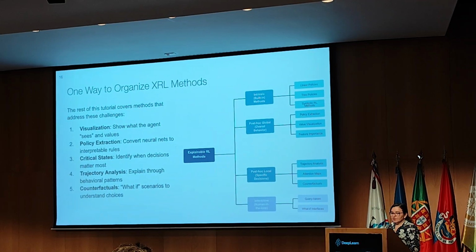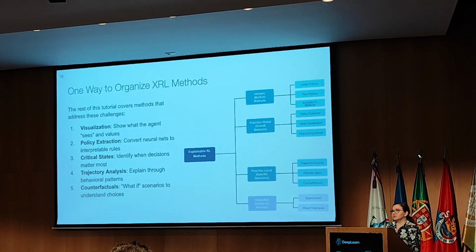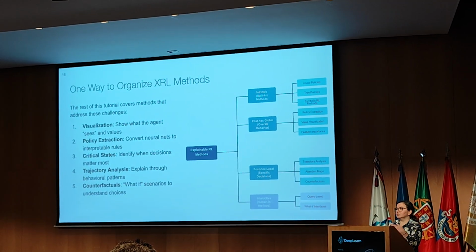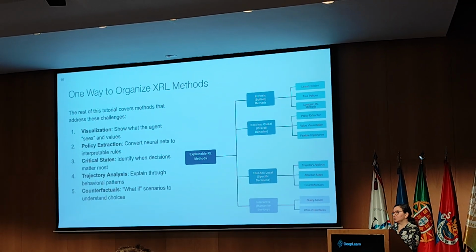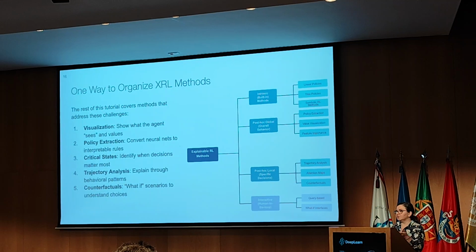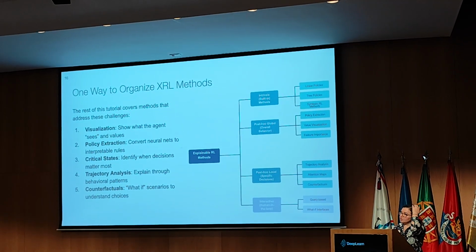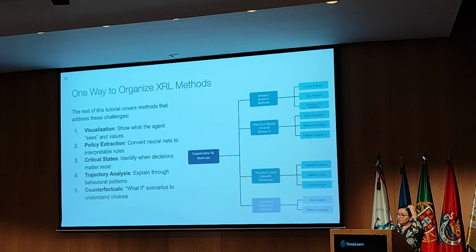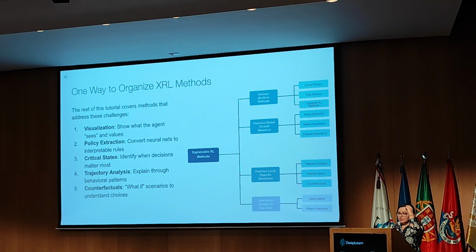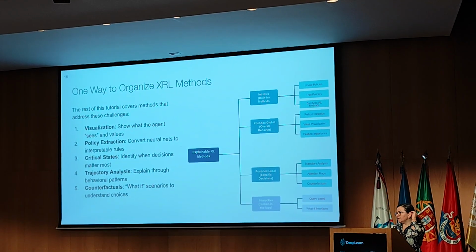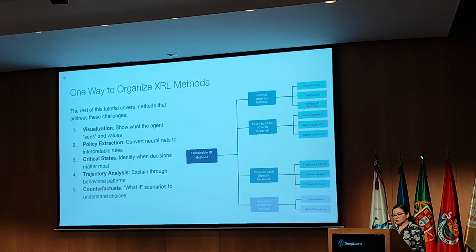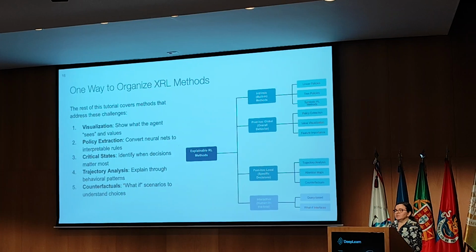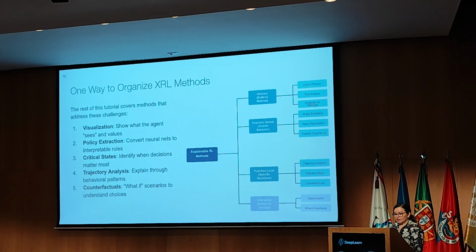Some work tries to find critical states, meaning they try to say which state is very important for the decision to happen. There are clearly a lot of states that are not important when the agent takes a decision. There is also a group of methods that do trajectory analysis, and in every explainability we also have counterfactual reasoning. We would say, what happens if I had done this action instead of the other action?